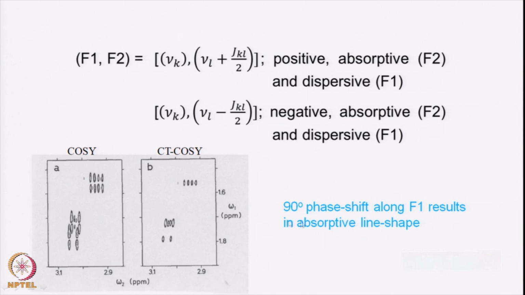If you look at a comparison, this is an experimental spectrum, a particular cross peak region. This is the COSY spectrum and this is the constant time COSY spectrum, and you see here these peaks are completely overlapping, you cannot separate these. And here of course there is a splitting along the F1 dimension as well, and that has gone because we have removed the coupling along the F1 dimension.